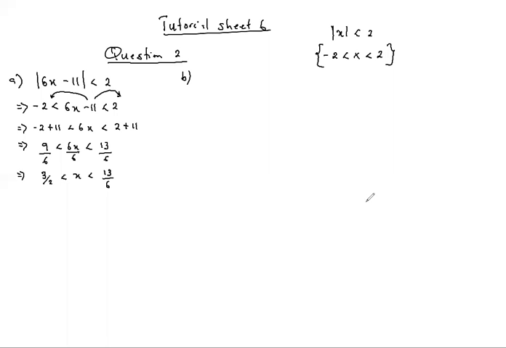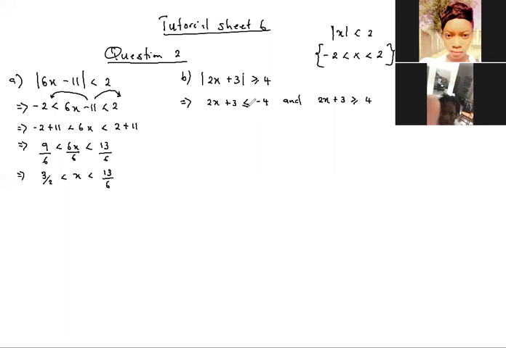Okay, so for B, we have |2x + 3| ≥ 4. If we define it in this way, if it is greater or equal to 4, this means that we have two pieces. So we have 2x + 3 ≤ -4 and 2x + 3 ≥ 4.